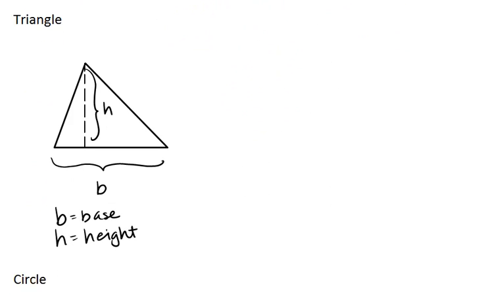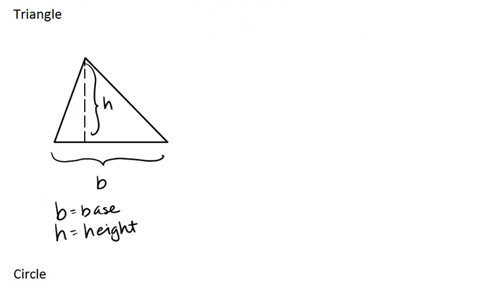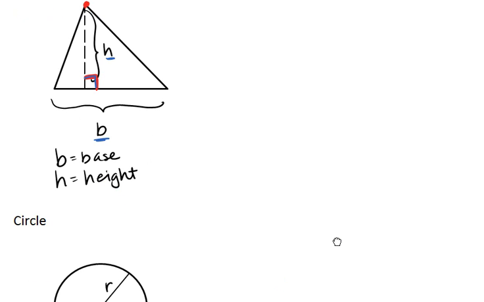Next, we have a triangle. If we remember from our naming of polygons, a triangle is a polygon with 3 sides. Notice I've already labeled the base and the height in our triangle. The height is the line that drops down from one of the vertices to the opposite side, to the base side, and creates a right angle.